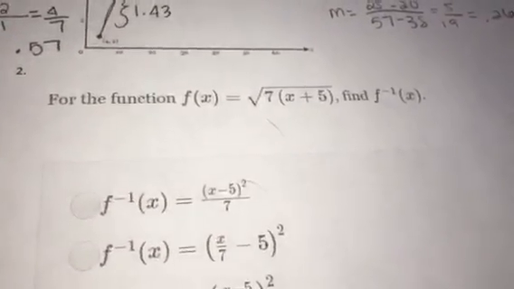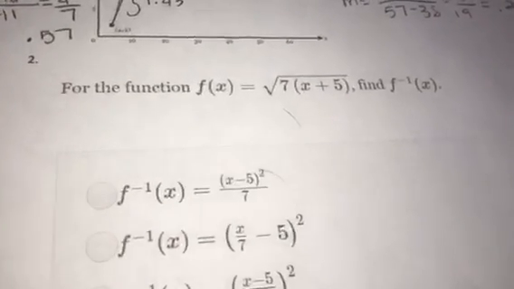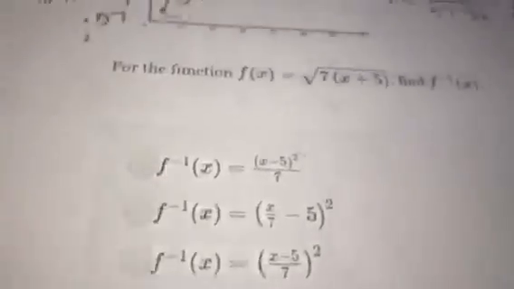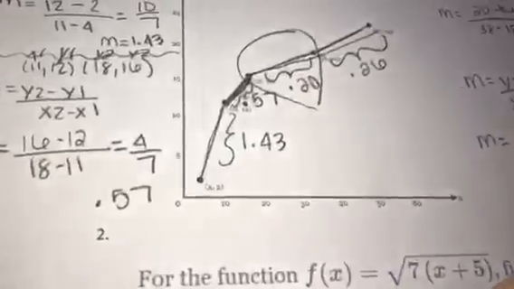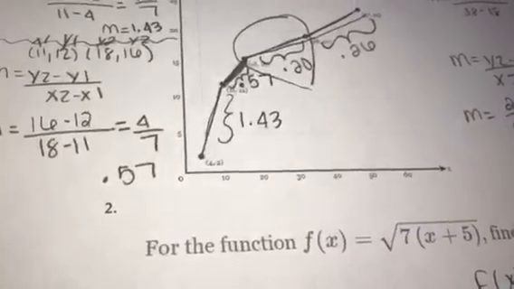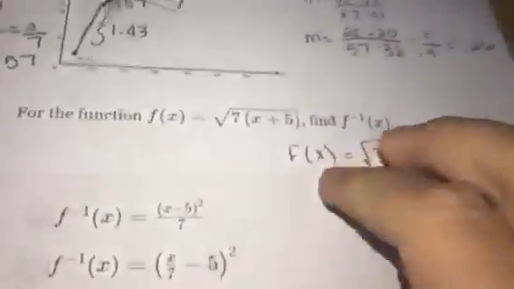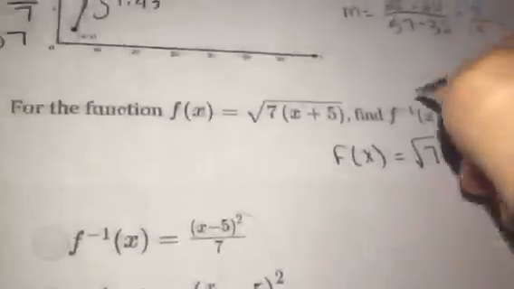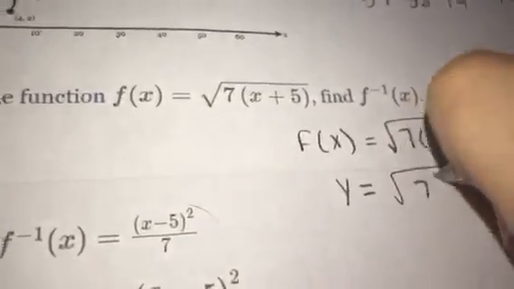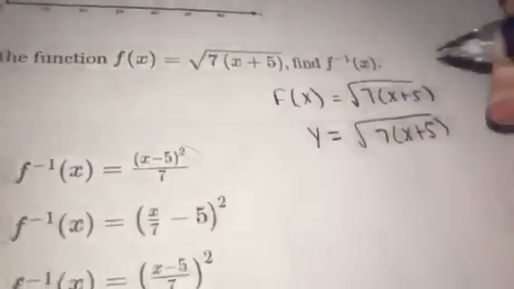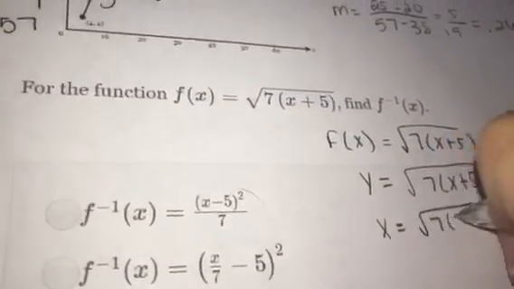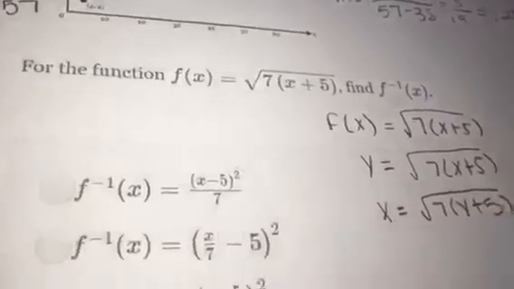Okay, so number 2, it says for the function f of x equals the square root of 7 times x plus 5, find the inverse of x. For this, I'm going to rewrite it down here so it's easier for me. To start, we have to replace f of x with y, so we have y equals the square root of 7x plus 5. And now we have to flip the x and the y. So we write x equals the square root of 7y plus 5.